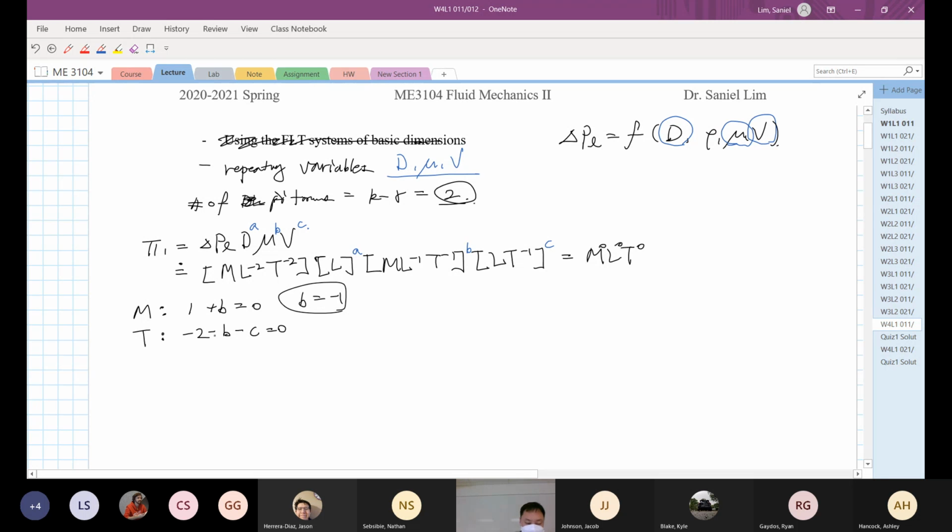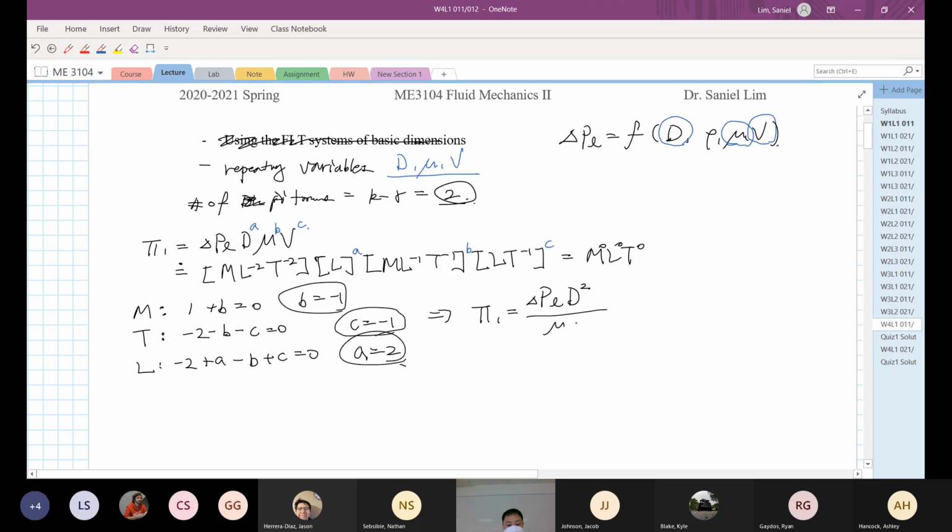So b is minus 1, so it's going to be plus 1, minus 1, 1. So c is also minus 1. Then lastly, we have L, which is minus 2, plus a, minus b, plus c equals 0. We have b minus 1 is 1, minus 1 is going to be 0, so a is basically 2. So it means we have the first pi is delta P L, then D with the a here, 2.